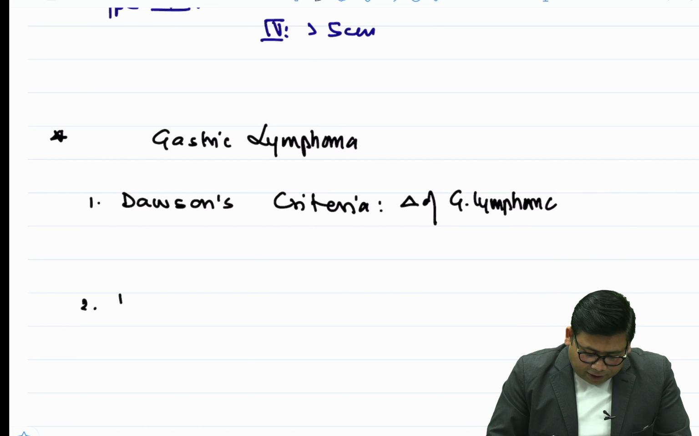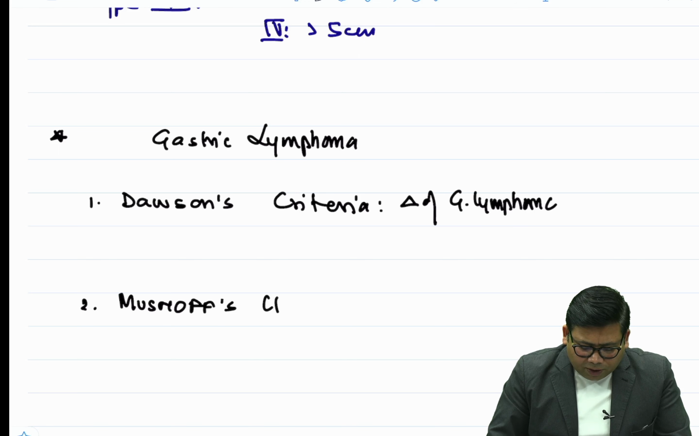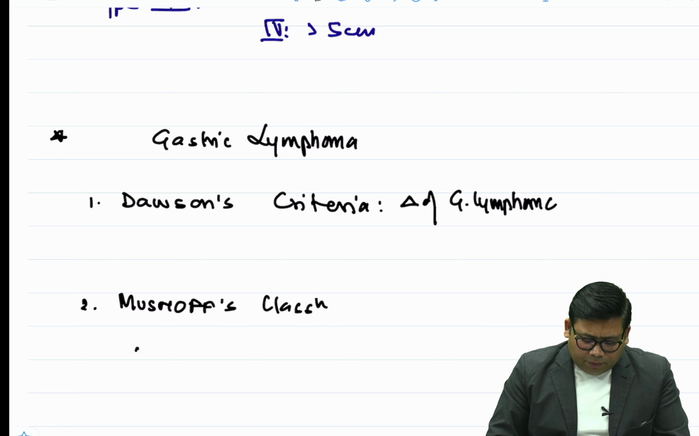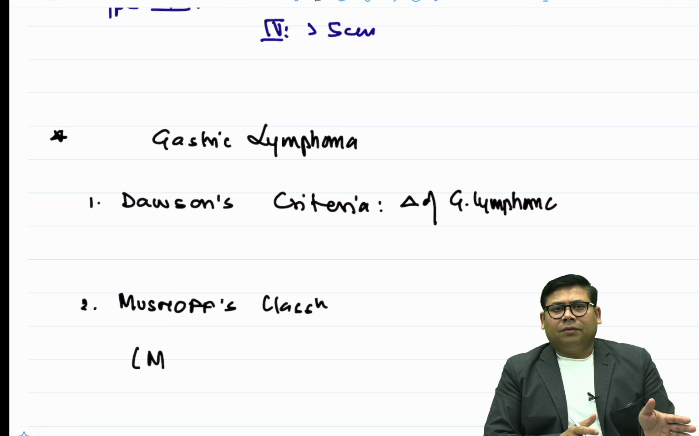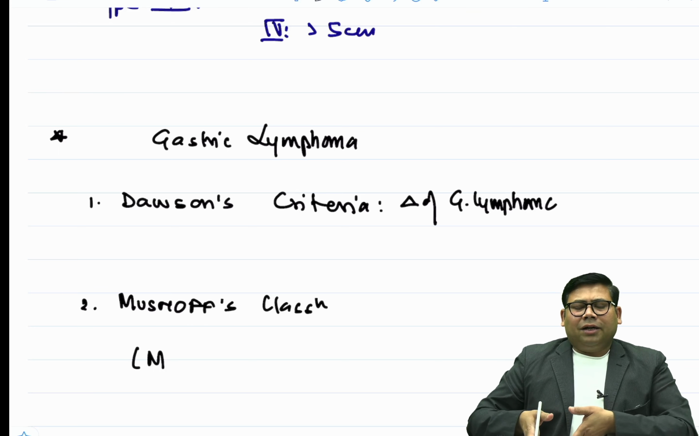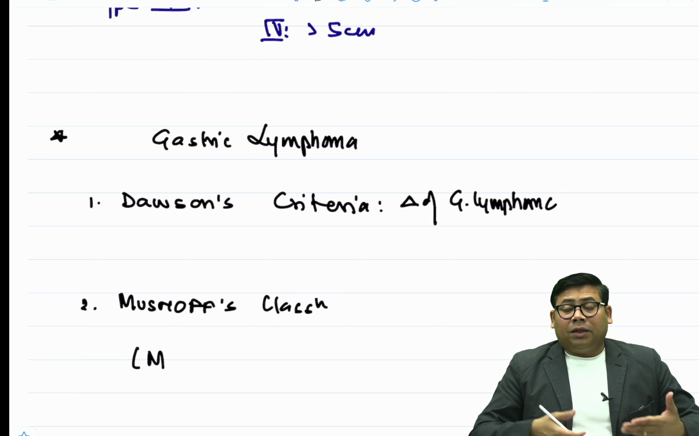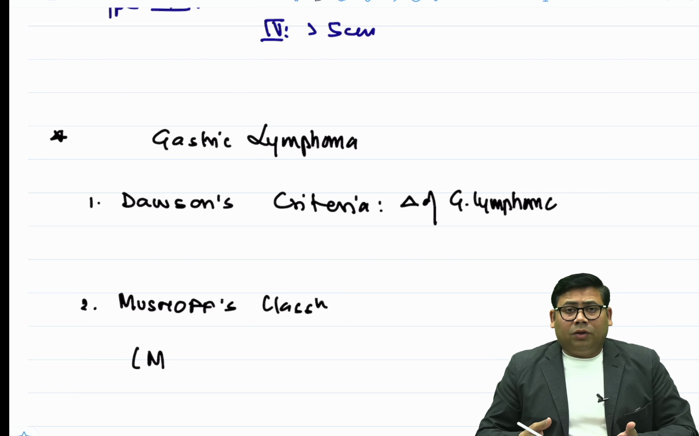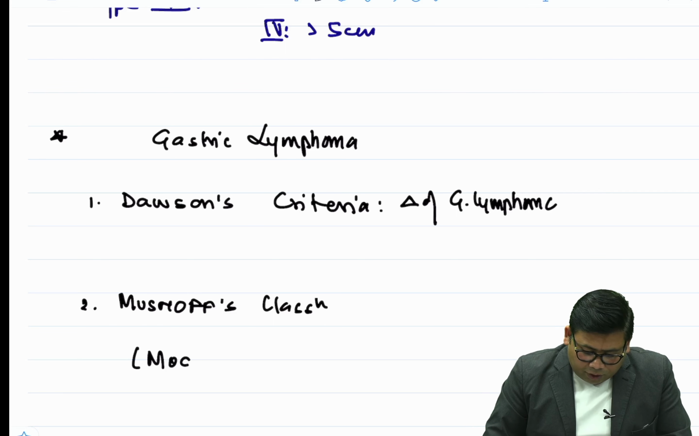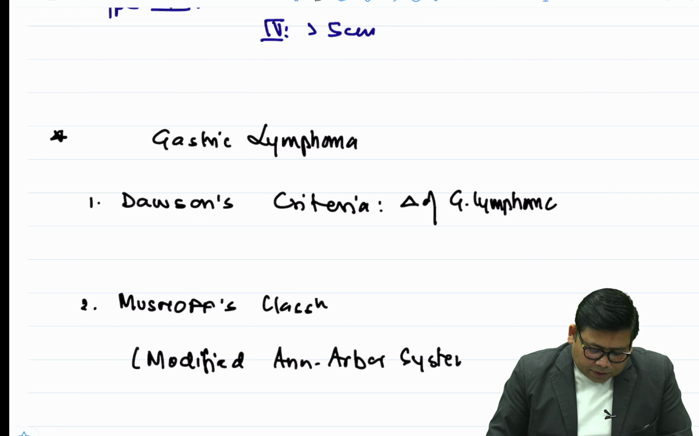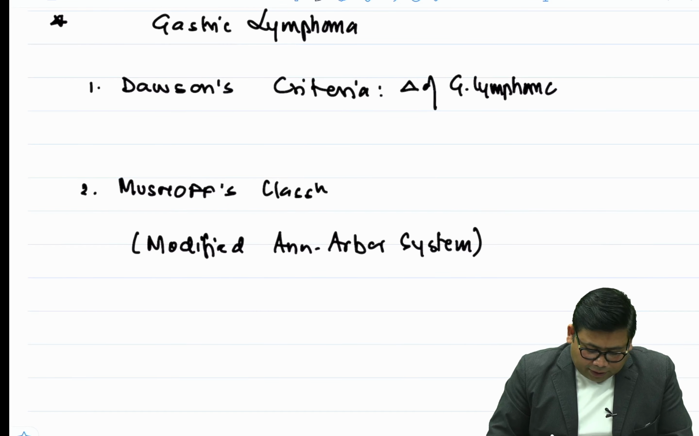The second that we have is Musshoff's classification. What is Musshoff's classification? It is too long to discuss here, but you must have heard of the Ann Arbor system. Single site lymphadenopathy, bilateral lymphadenopathy above the diaphragm and below the diaphragm. That is the modified Ann Arbor system.